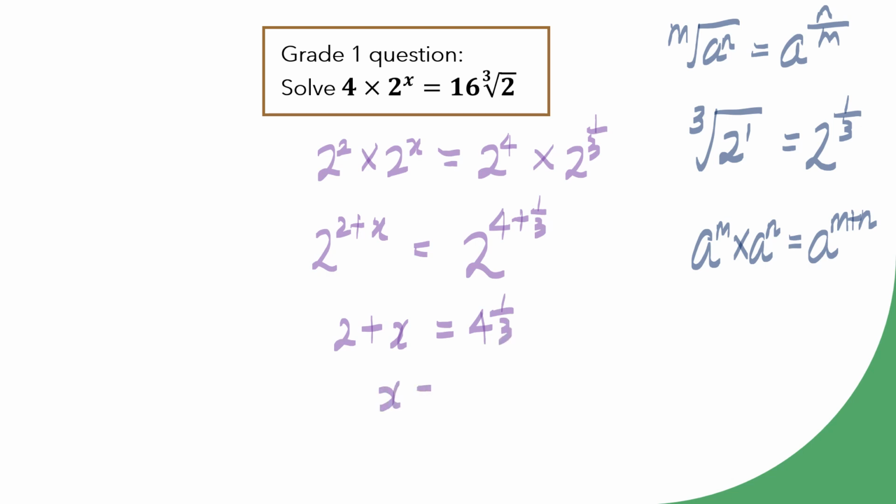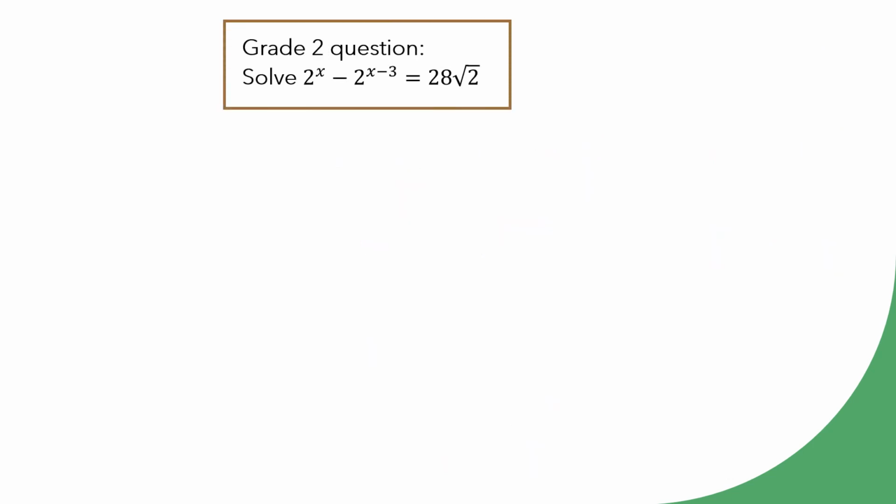So x will be 4 and 1/3, take away 2, and that gives you 7/3, which is 2 and 1/3. So this is relatively easy. Now let's look at these questions. Let me write down the three terms first.